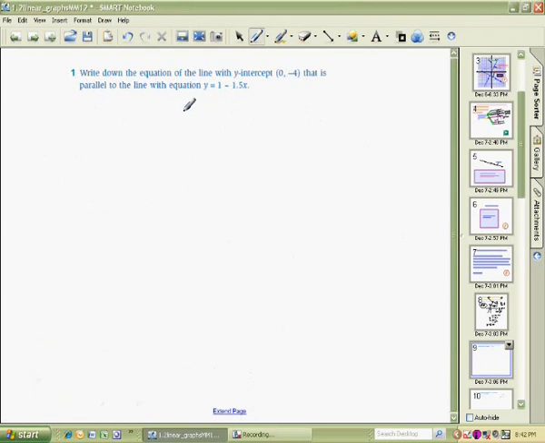Okay, so now looking at question 1 here, it's really just like what we did here. It says write down the equation of the line with a y-intercept of -4, so that means c equals -4, and that it's parallel to a line with the equation of this. Now this is still y equals mx plus c, except what they've done is they've written it around the other way just to be a nuisance. c plus mx, they've written it that way.